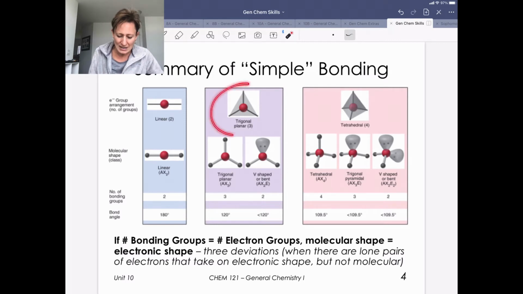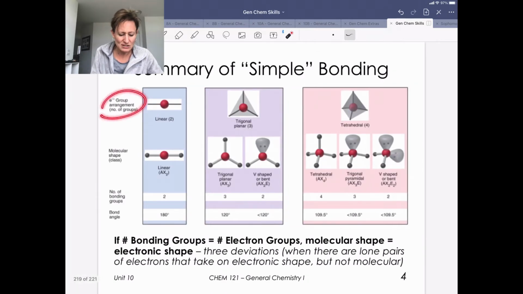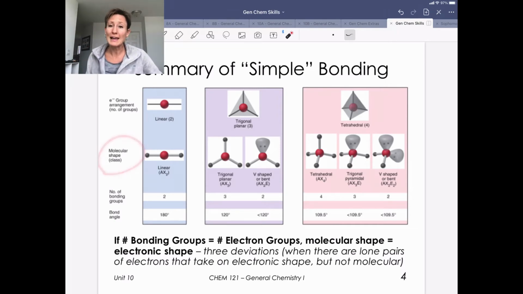Now, once we start getting here where we start having the possibility for lone pairs, look at this. When there's three things, remember a thing can be a lone pair. We're going to categorize that as an E, or an atom. That's going to be an X, right? Looking back at our code, things are X's or E's. Things are atoms or lone pairs. We're going to count the number of things that we have, and that gives us our electron group arrangement. So if we've got three things, we're going to say that the electron group arrangement is trigonal planar. Now, depending on whether those things are atoms or lone pairs is going to change the molecular shape.